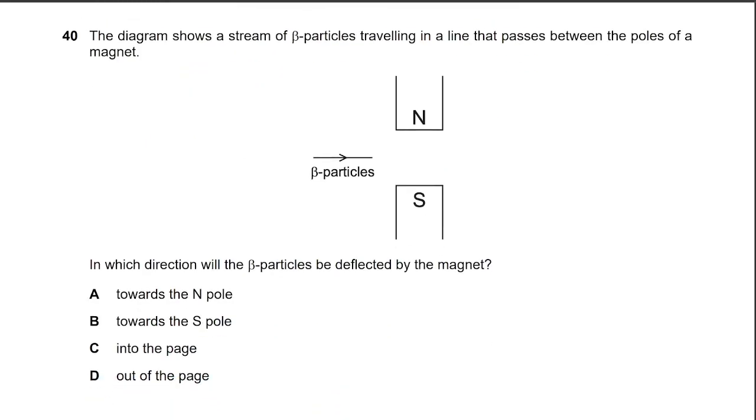Number 40, last question. The diagram shows a stream of beta particles traveling in a line that passes through between the poles of a magnet. In which direction? Now, beta particles, okay, they always go out of the page. Now, how you do this is you use the left hand rule, and now this would be hard to show through online, but it will simply go out of the page.